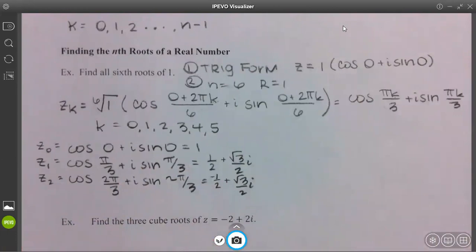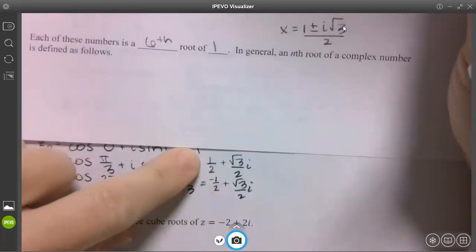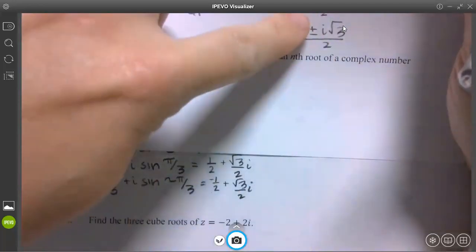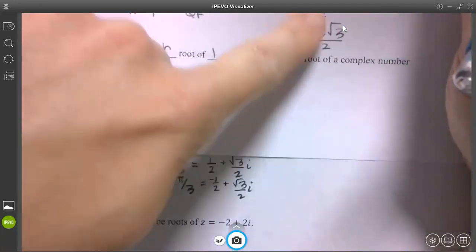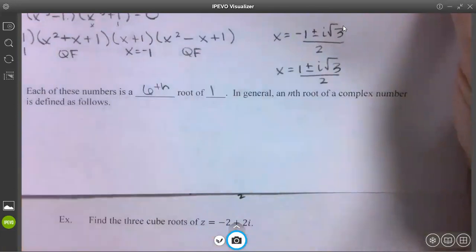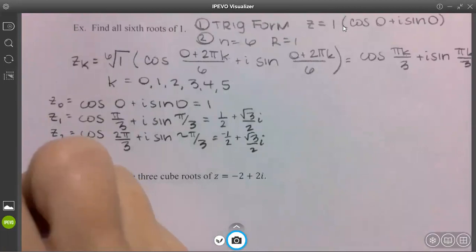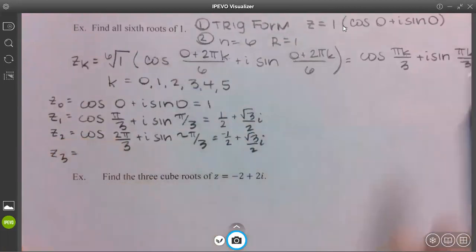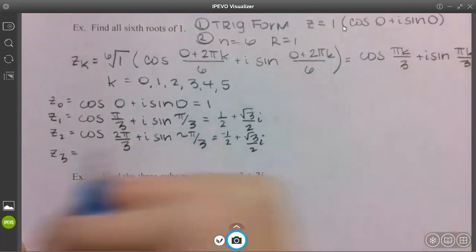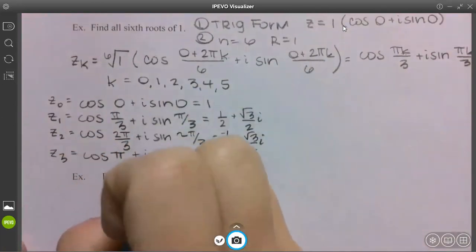Now, remember that we did find these just a minute ago where we were right here. If you look at these two, we have positive and negative 1/2. So there's your positive 1/2 plus square root of 3 over 2, and here's your negative 1/2 plus square root of 3 over 2. So we're just finding this without having to use the quadratic formula. It takes a lot longer, but you can do it. So z3, we're going to put our 3 up here. 3 over 3 is 1. So it's just cosine pi plus i sine pi.